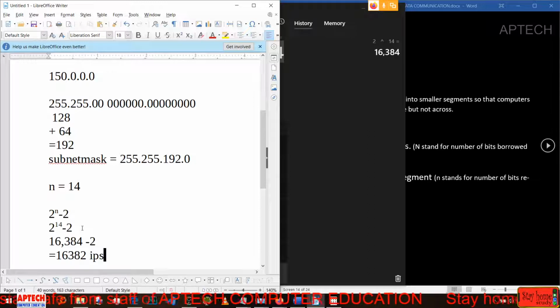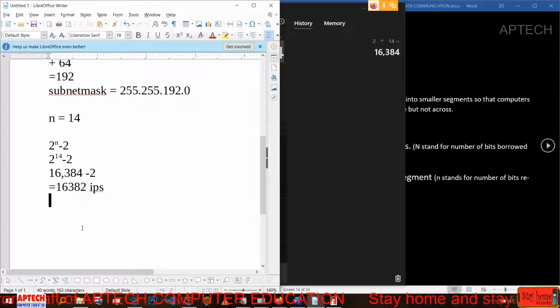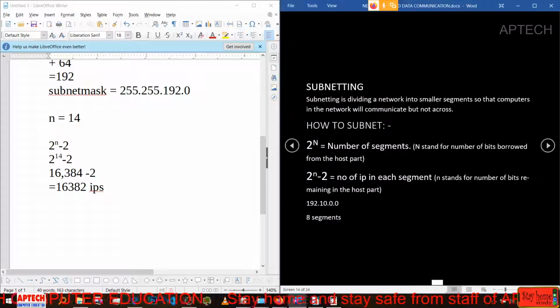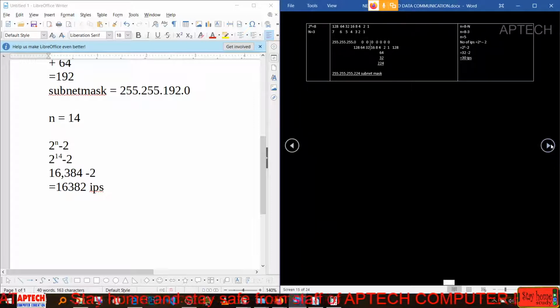So by doing this, you know that in each of these subnets, those are the number of IPs which will be there. So basically, that's it. I've given you a summary of what people learn in subnetting and networking. There's nothing big and special.